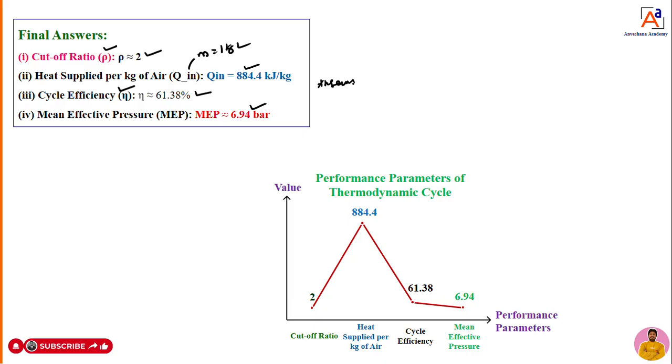Sometimes in the question paper they will ask to represent all values in terms of graphical representation. How to represent now? Value and performance parameter. These all are performance parameters. What is cutoff ratio? That is 2 in vertical. What is heat supplied? That is 884.4 kilojoules per kg. What is cycle efficiency? That is 61, you can mark. Then what is mean effective pressure? 6.94. The parameters are on the horizontal axis, and the numerical value you can get on the vertical axis. This is how to solve the numerical, dear students.